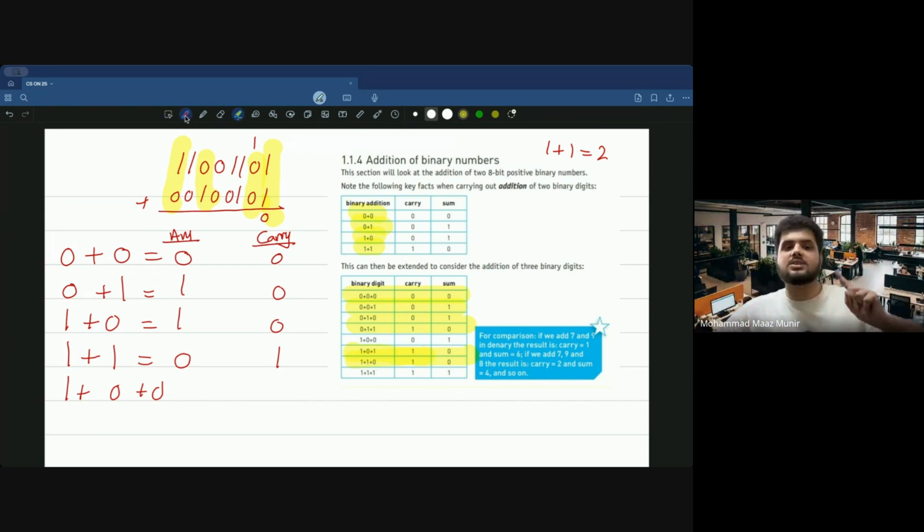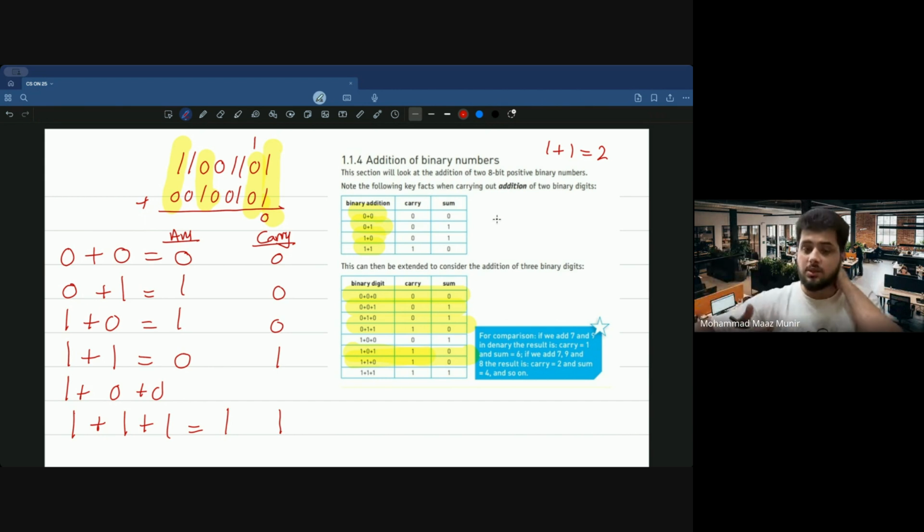But the rare exception to all this is that if you have 1 plus 1 plus 1, in that case, our answer will also be a 1, and the carry will also be a 1. So 1 plus 1 will be a 1, and then the other one, we will also have a carry. So these are some rules you need to memorize.